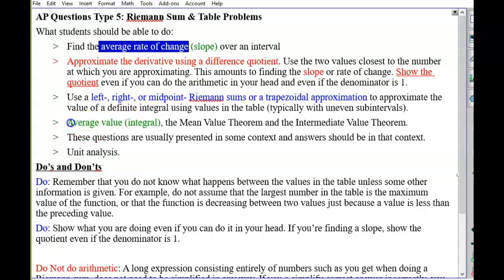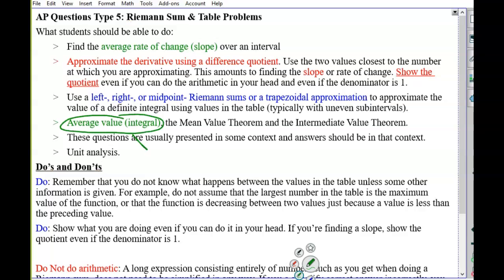Don't get that confused, though, with average value. Know the difference between average rate of change, which is regular slope, and average value. Remember, just quick about average value, that's the integral. If I ask you to find the average value from A to B of f(t) dt, the average value is when you just do the upper bound minus the lower bound. So you really have to pay attention to how the words are written.